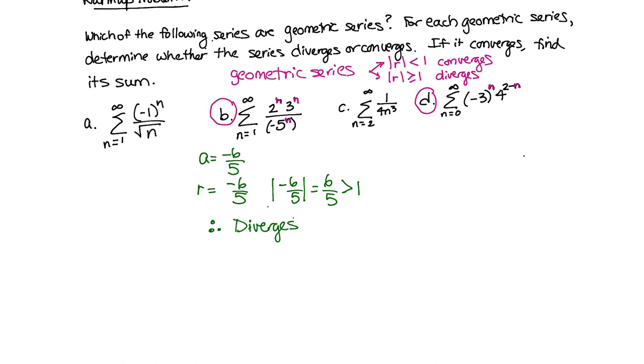B diverges because if you find your A value, it's -6/5. The R value is -6/5. And the absolute value of that is greater than 1, and therefore, it diverges. Did you list out your terms? Is that how you found A? If we did list out our terms, we would start with N being 1, and that would give you 6/-5. N being 2 would be -6/5, but you'd multiply by -6/5, correct? So A is your first term, and R is that value that you're multiplying by each time to get the consecutive other terms. Beautiful. Everybody good with B?